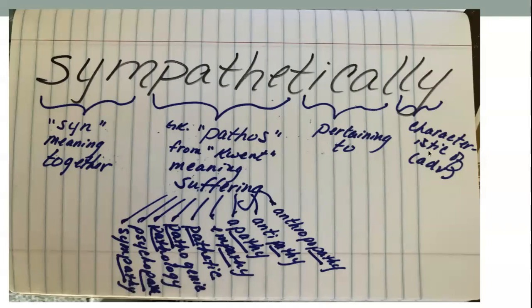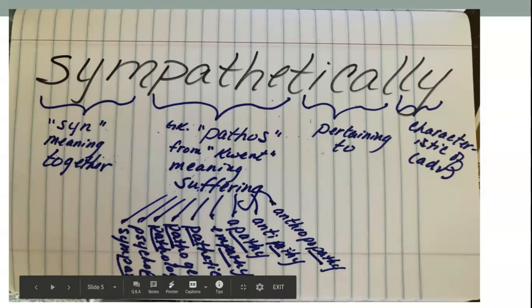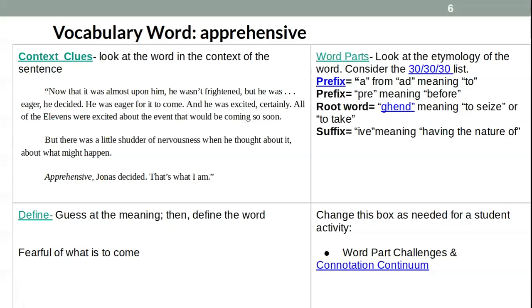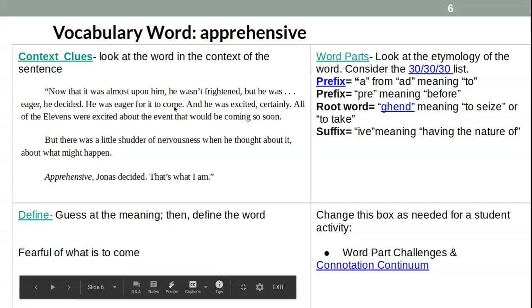I usually do have them write the part of speech with the last suffix. So this kind of stuff would be meaningful because, again, you're showing relationships. I could take the word apprehensive. I could do the same thing. We could see the context clues that are in here.